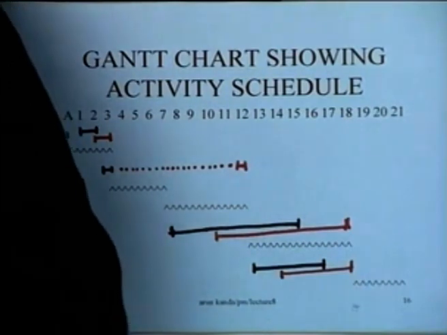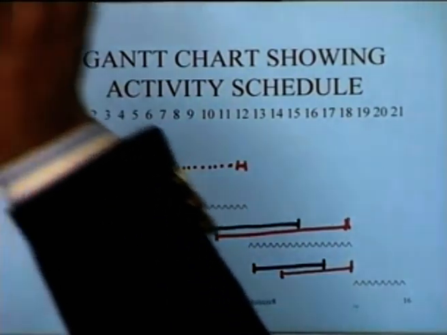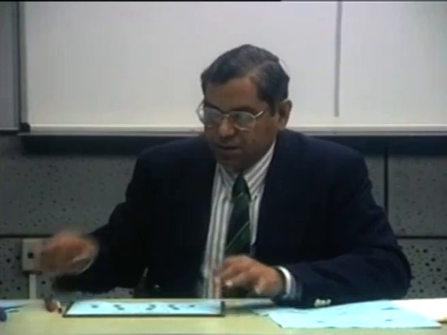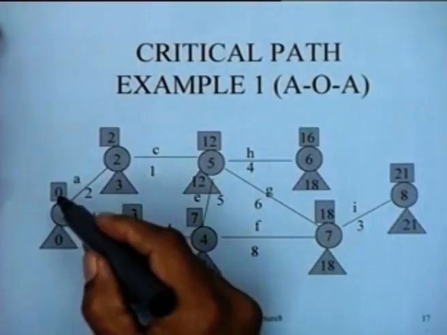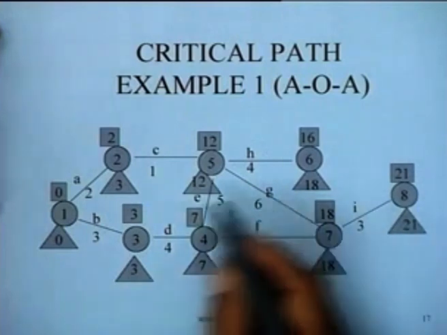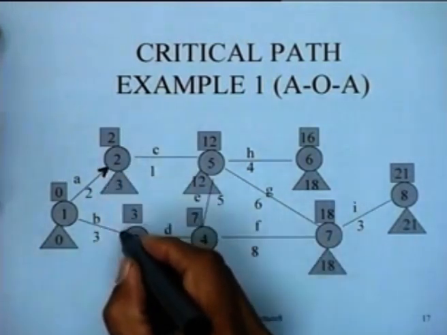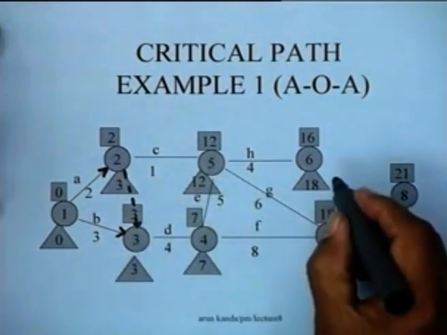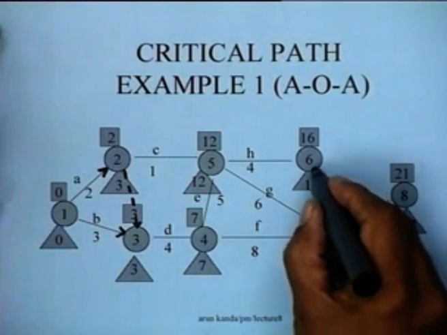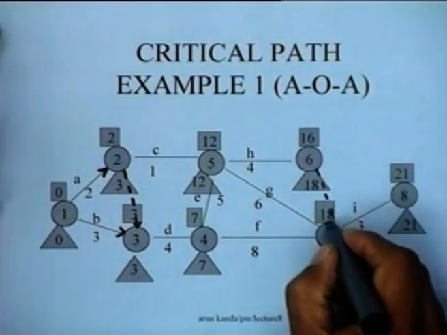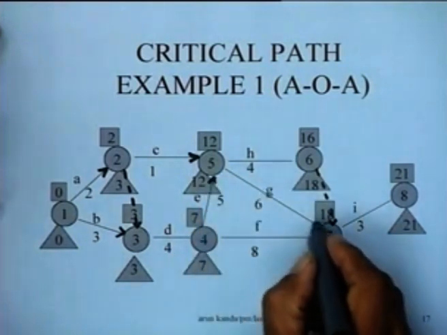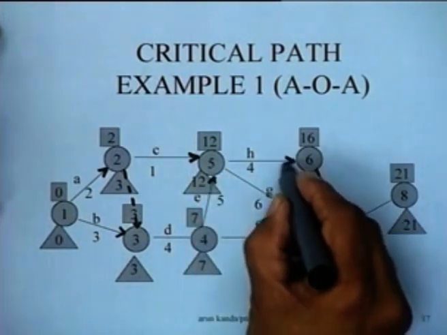Let us now make some comments on the critical path. In this particular case, the computations that we have performed both for the forward pass and the backward pass are as shown in this particular network. And recall, of course, that there are dummies here, and there is another dummy going from here to this particular node, and this is the project network which we have been analyzing so far.